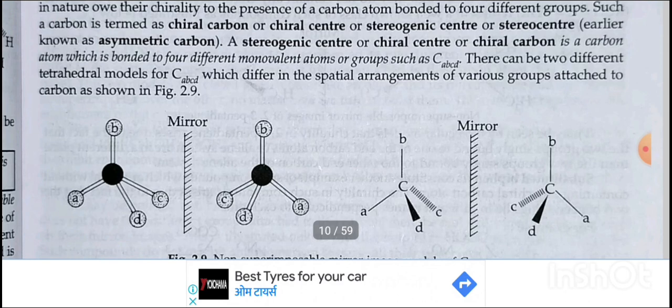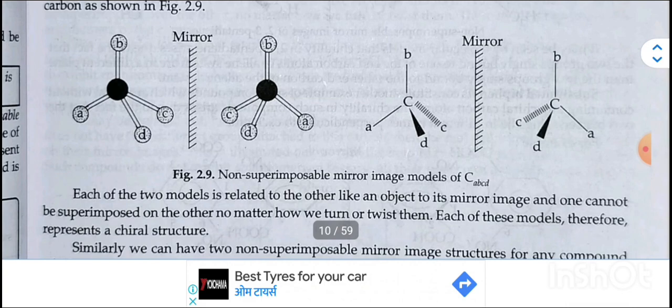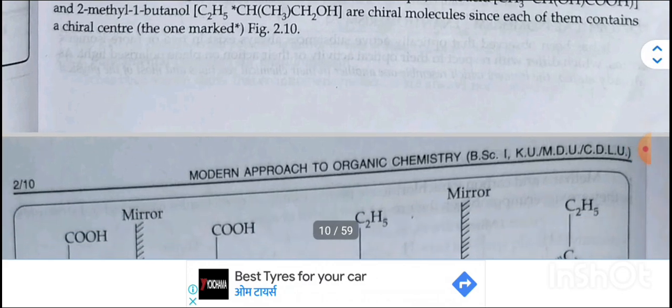There are two different tetrahedral models of carbon A, B, C, D, which differ in the spatial arrangement of the various groups attached to the carbon, shown in the figure. Similarly, we can have two non-superimposable mirror image structures for any compound which contains a stereogenic center or chiral center, for example lactic acid and 2-methyl-1-butanol are chiral molecules since each of them contains a chiral center.